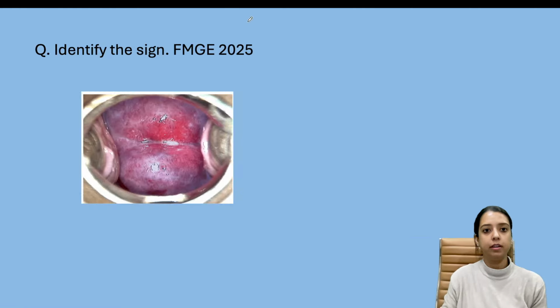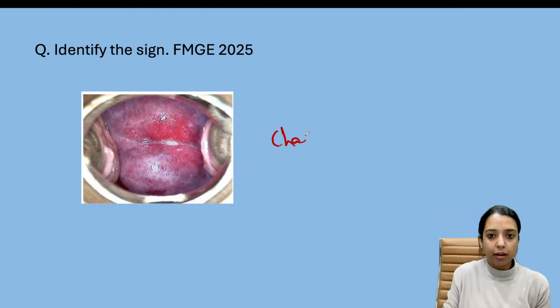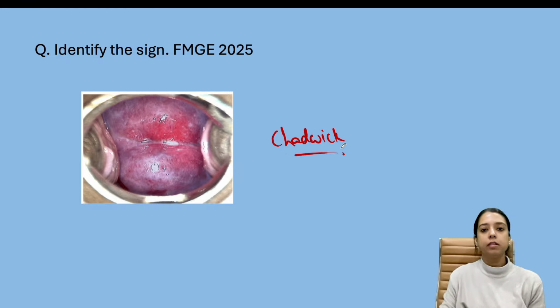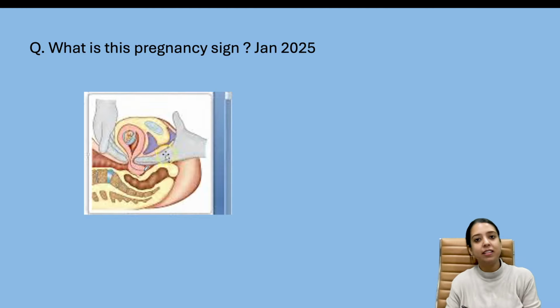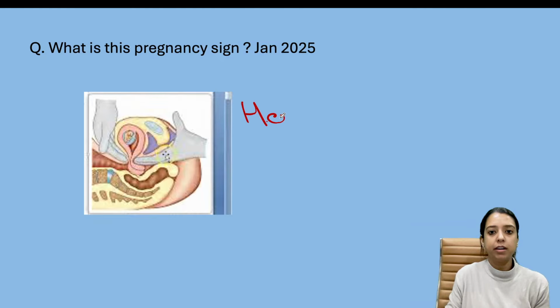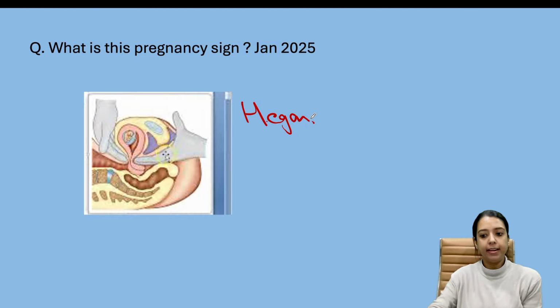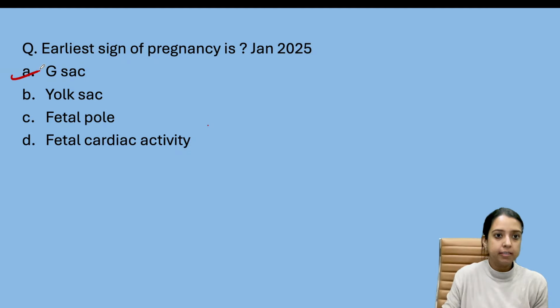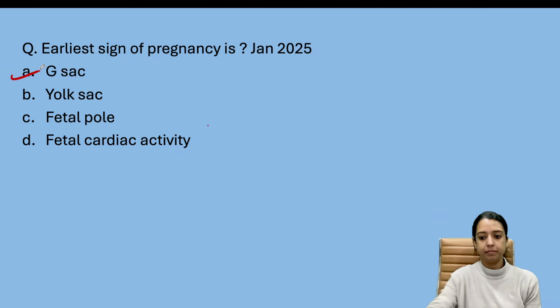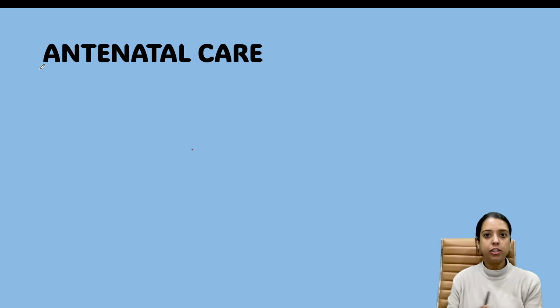You are answering well. What is this sign? The bluish discoloration of the cervix and vulva also. This is the Chadwick sign or Jacquemier sign. What is this sign? Don't remember a mnemonic for everything. Try to remember using other methods also. My hands are approximating just like the letter H. Oh, it might be Hegar sign. Right? The earliest sign of pregnancy is the G-sac. Okay? We have finished the diagnosis of pregnancy.